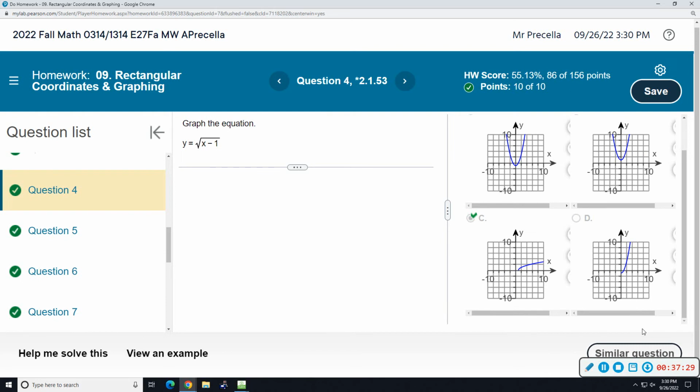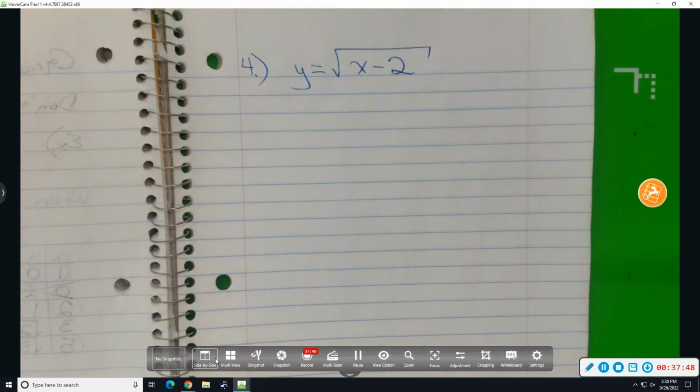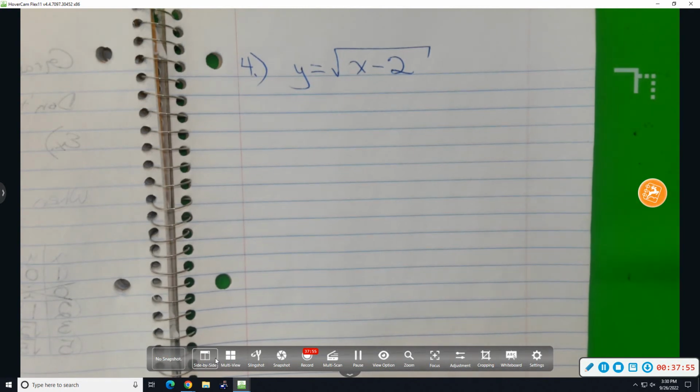Let's do a similar question. It's very similar, but that's okay. Y equals the square root of x minus 2. We want to draw the graph. So where's the starting point going to be? What x value will be the starting point of the graph?